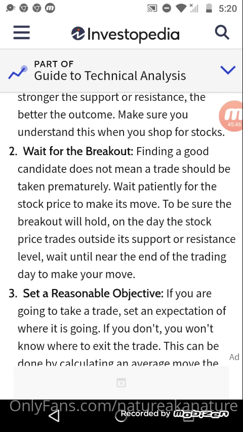Sometimes you could be the aggressive trader and just get in as soon as it breaks out of that support or resistance level. If you can risk your money and you have enough money to take that risk, then okay, you can do that.